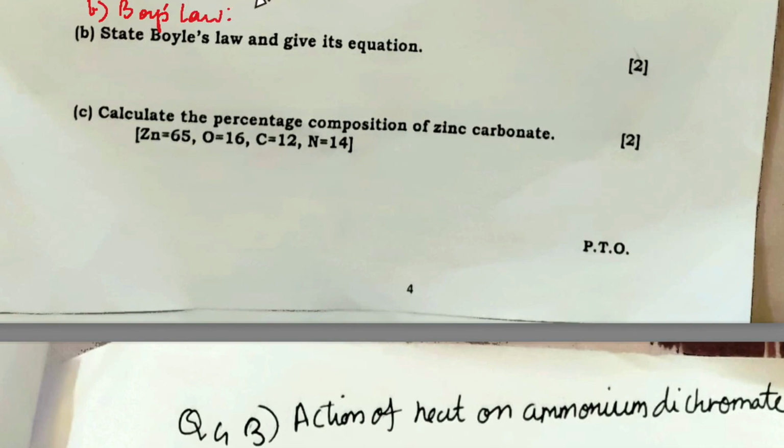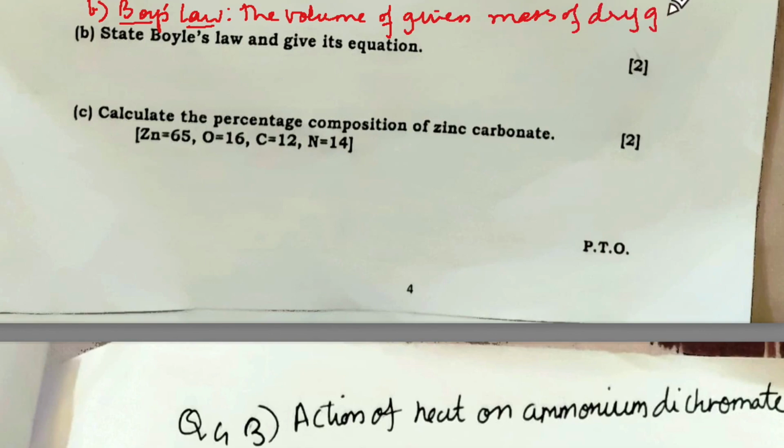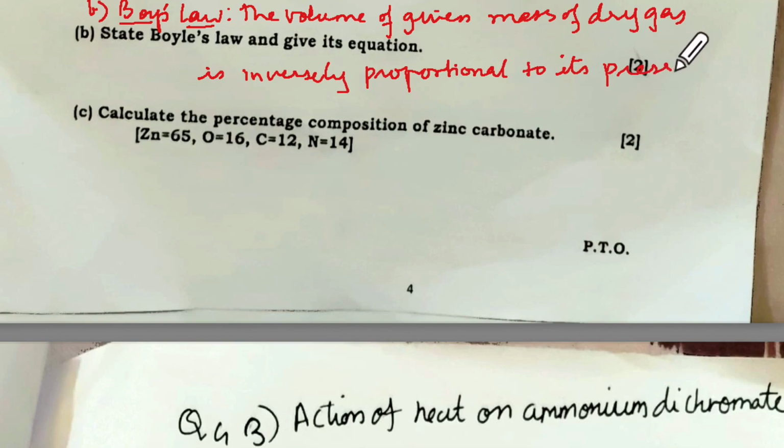You have to know this by heart. Come on, tell me Boyle's law. The volume of a given mass of dry gas is inversely proportional to its pressure, temperature remaining constant.